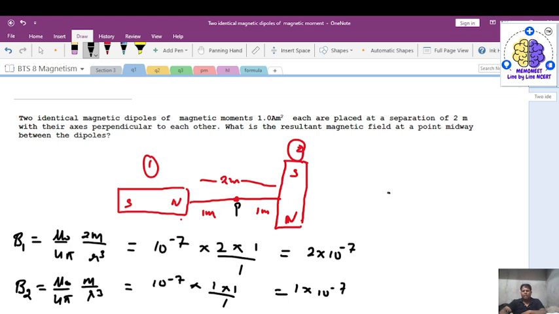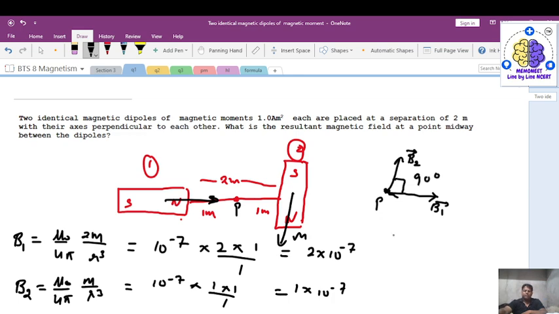So at point P, if I draw it here, point P, this would be the direction of magnetic field B1, and this would be the direction of magnetic field B2, right? Because B2 is supposed to be in the direction opposite the direction of magnetic moment. So here the magnetic moment will be in this direction, and here the magnetic moment will be in this direction, right? So magnetic field will be in this way, and this is the point P. The angle between these two will be equals to 90 degree.